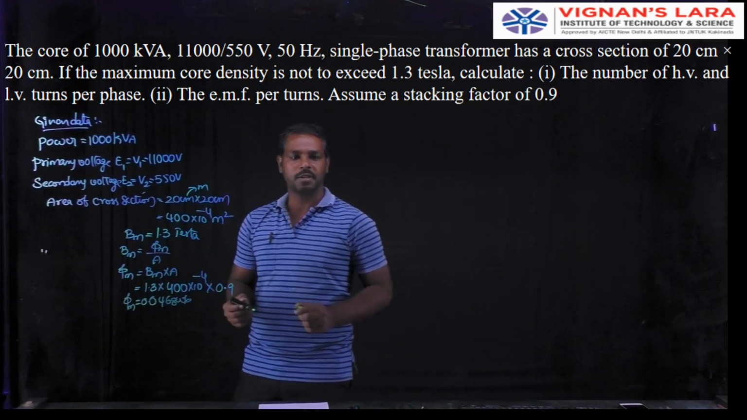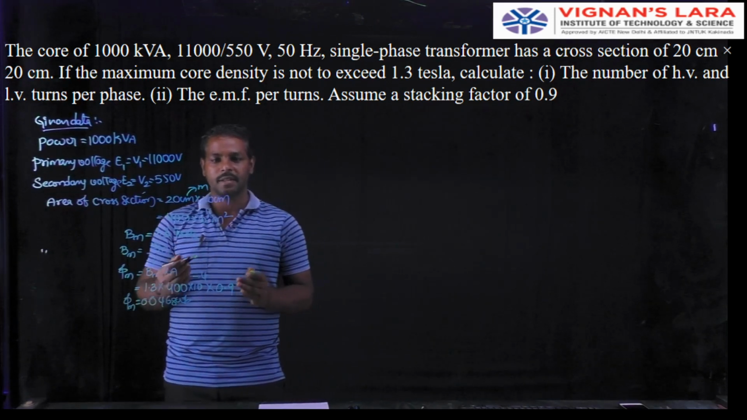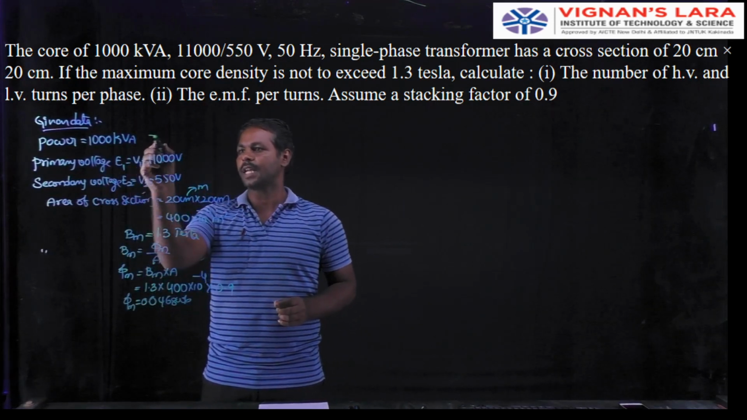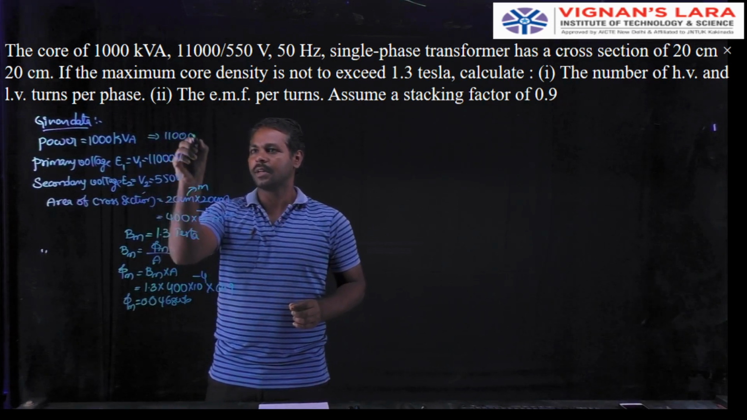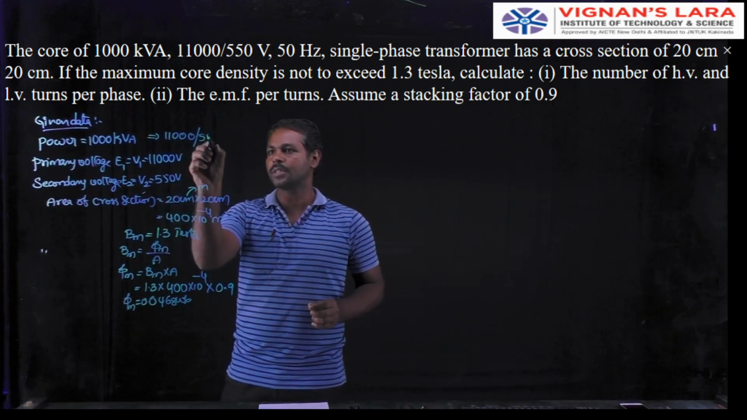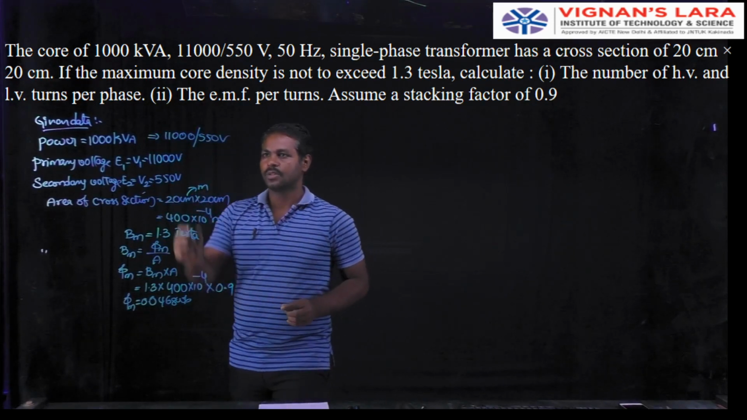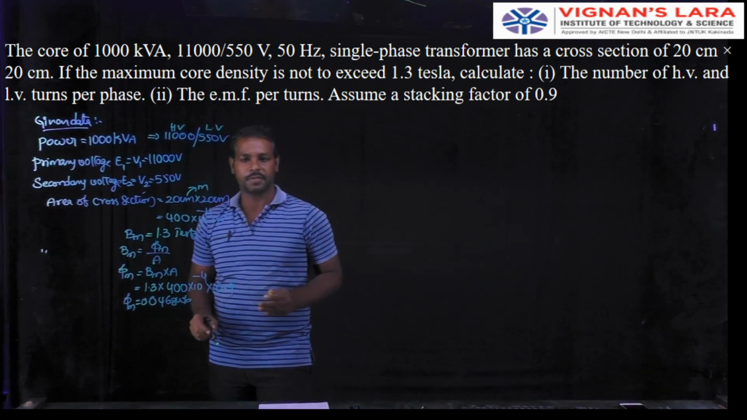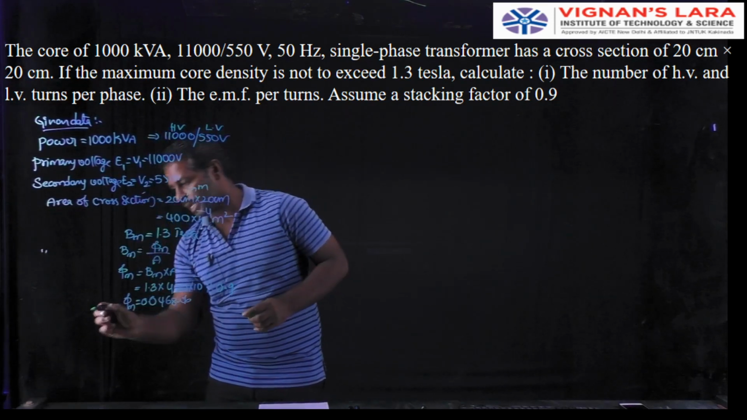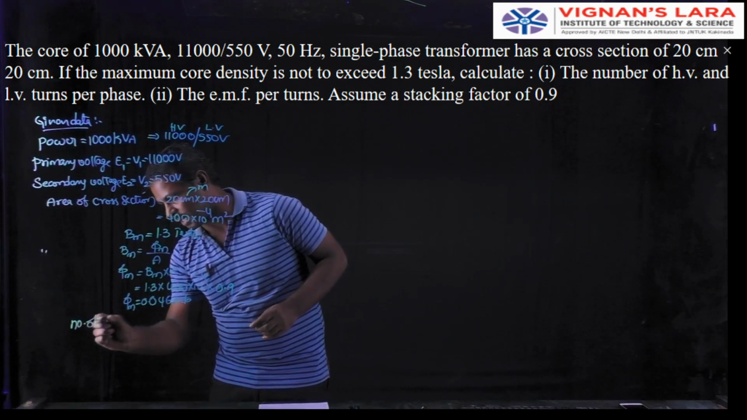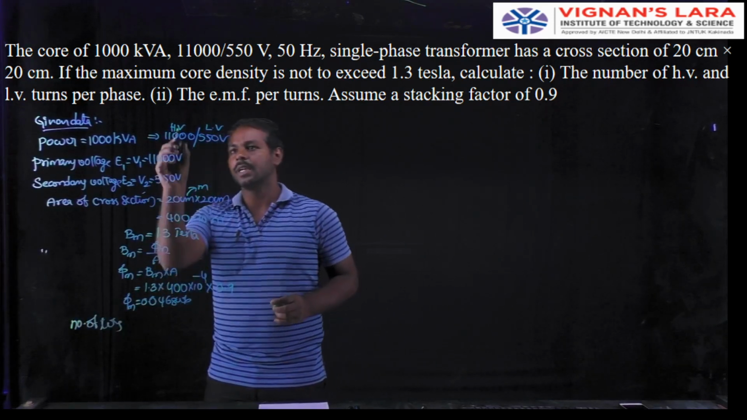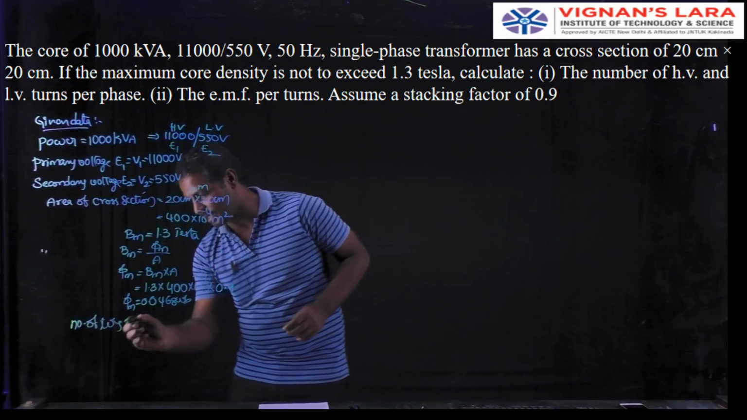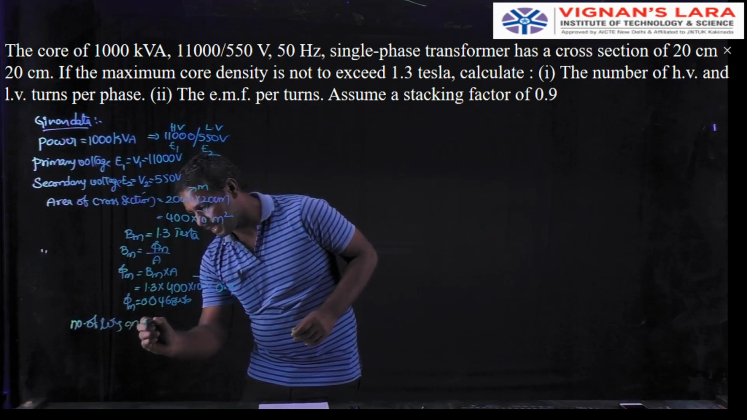Then we can find out the number of HV and LV turns per phase. The rating of the transformer is 11,000 divided by 550 volts. This is the HV winding and this is the LV winding. HV is equal to E1, LV is equal to E2. So number of turns in HV winding.